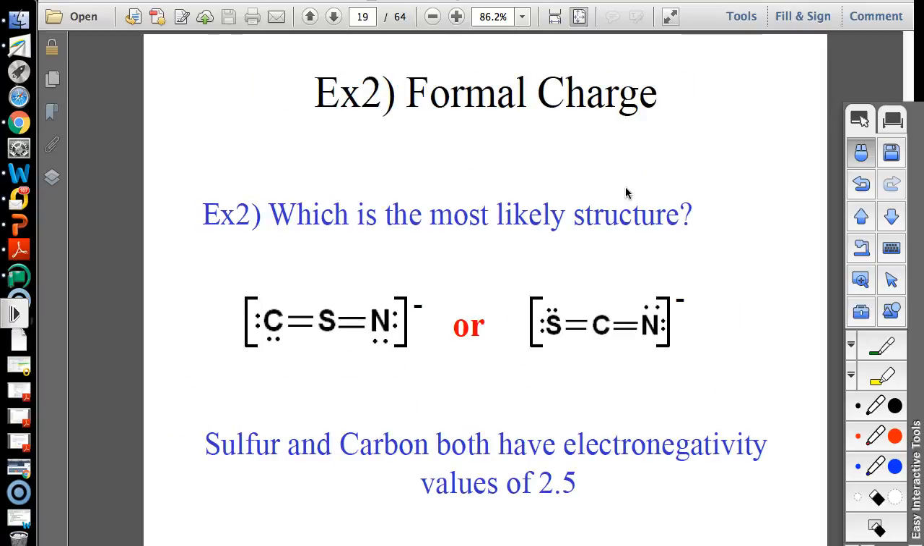Okay, so take your whiteboards, and these depict the polyatomic ion thiocyanate. I don't know if you're familiar with that, but this is it. And so in this case, sulfur and carbon have the same electronegativity, so it's hard to tell which one goes in the middle. So assign the formal charges and then pick which of the Lewis structures is the best one.